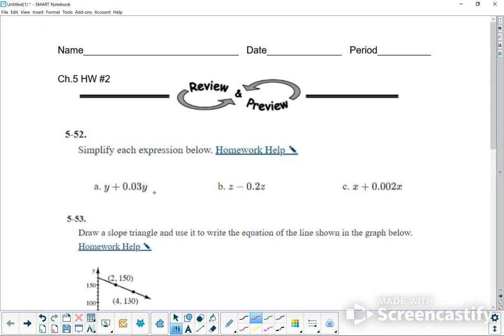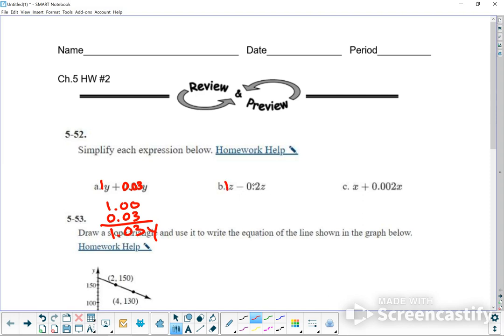Actually, we don't even need to do that, right? This is all just simplifying. So they're both y's. And if this is 1y plus 0.03y, it's just like you adding 1 with 0.03. The total is going to be 1.03y. That's your answer.